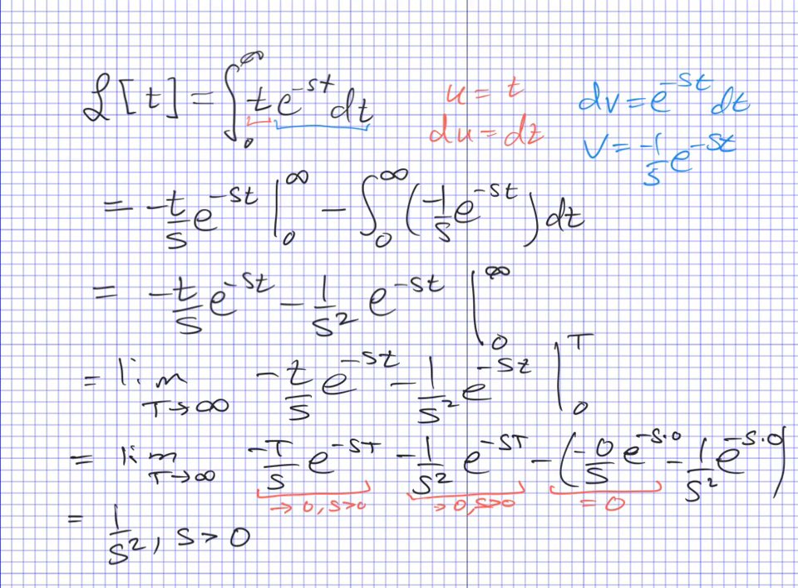So we've shown the Laplace transform of t is just 1 over s squared when s is greater than 0. At this point in time, it's kind of good to think about what would happen if you looked at t squared or t cubed or any power of t that's a whole number. And we'll talk about that in the guided notes coming up next.